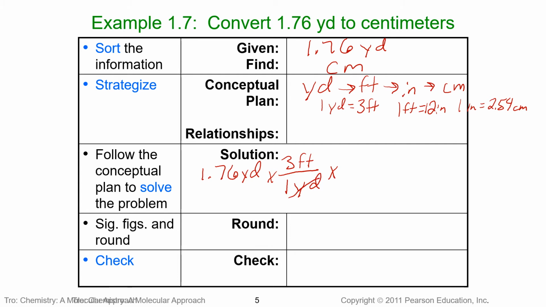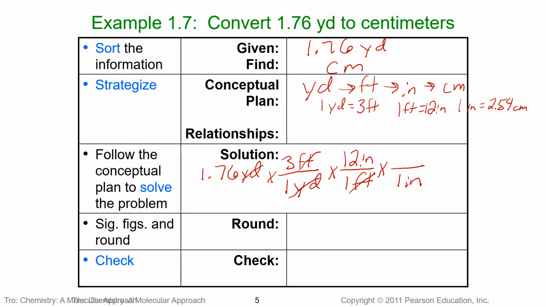Now, if we stopped our problem at this point, we'd have our answer in feet, but we can keep going because we're trying to find centimeters. So we know that 1 foot is 12 inches. And so the feet will cancel because we have one on top and one on the bottom. So that would be the same unit divided by itself, so they will cancel out. And if we did the problem here, our answer would be in inches. But we want it in centimeters.